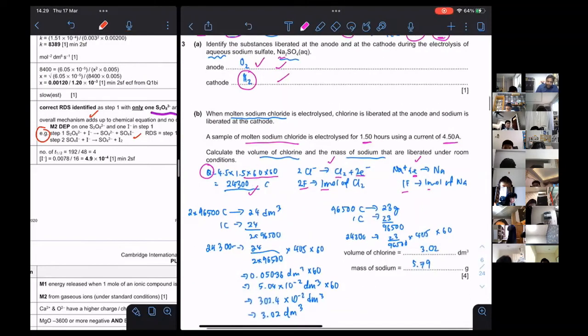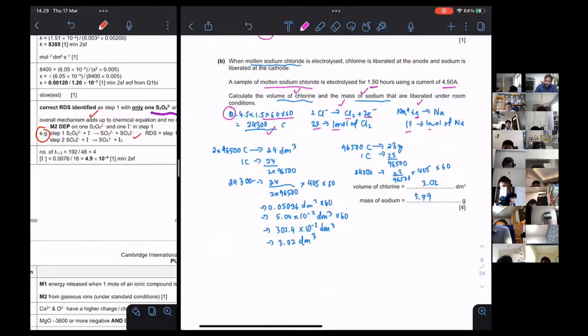They want you to find out what is the volume of chlorine. They want you to find out the mass of sodium. So how to do? Yeah, first, if you're talking about Cl2, 2 Faraday. So use this 1 Faraday is 96500, you times, and then it will give you 24 dm cube. So 1 coulomb will give you this, and we are looking into 24,300. So you calculate and you will get 3.02 dm cube, you write down.